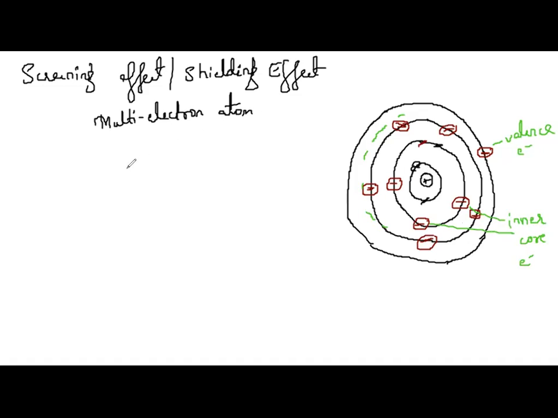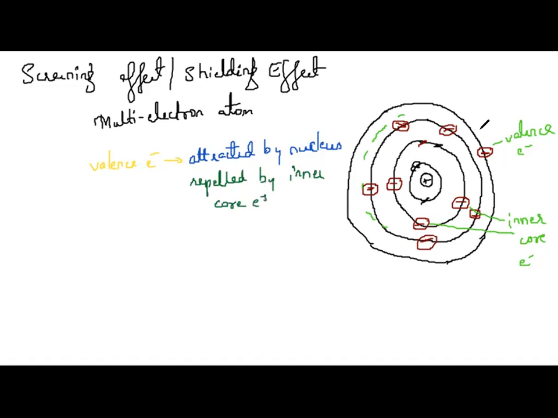If you consider a valence electron in a multi-electron atom, it is attracted by the nucleus. All the electrons are attracted by the nucleus. There is a force of attraction between the nucleus and the electrons. Apart from that, it is also repelled by inner core electrons. Yes or no? So there is attraction by the nucleus on this valence electron. And all electrons are negatively charged, so inner electrons will repel it.